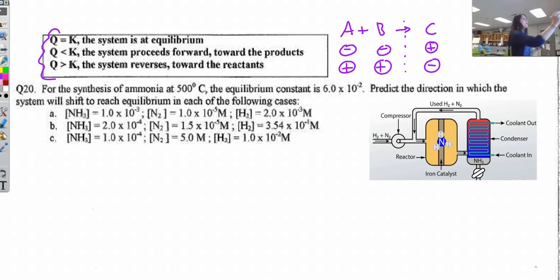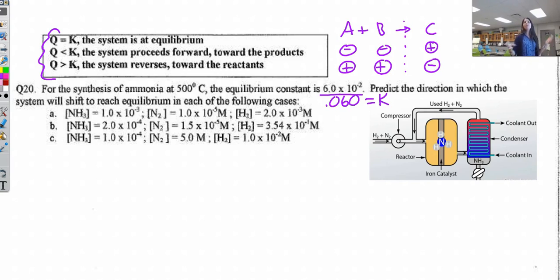The equilibrium constant is 6 times 10 to the negative 2. I always like to write it in normal form, right? So that's 0.060, no units. And it says predict the direction in which the system will shift to reach equilibrium in each of the following cases. Okay, so this here, 0.060, is actually my K value. So this is equal to K, capital K.